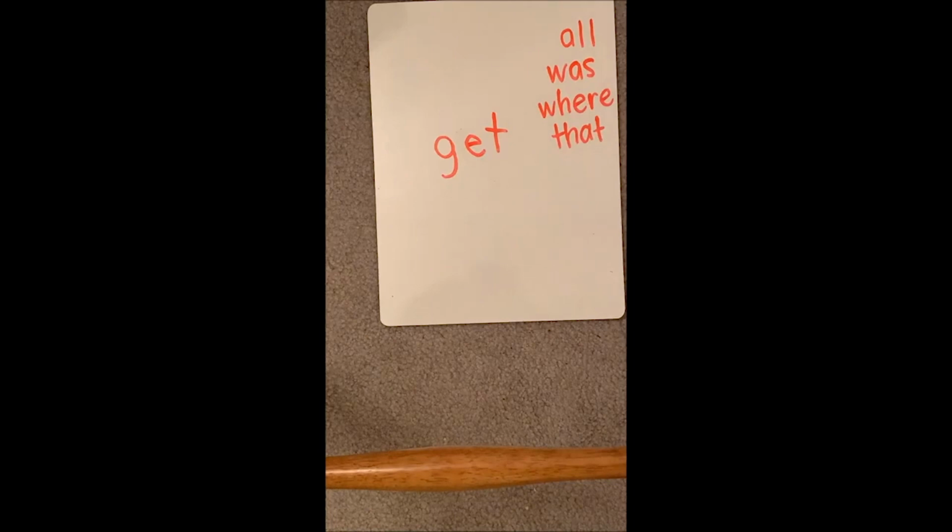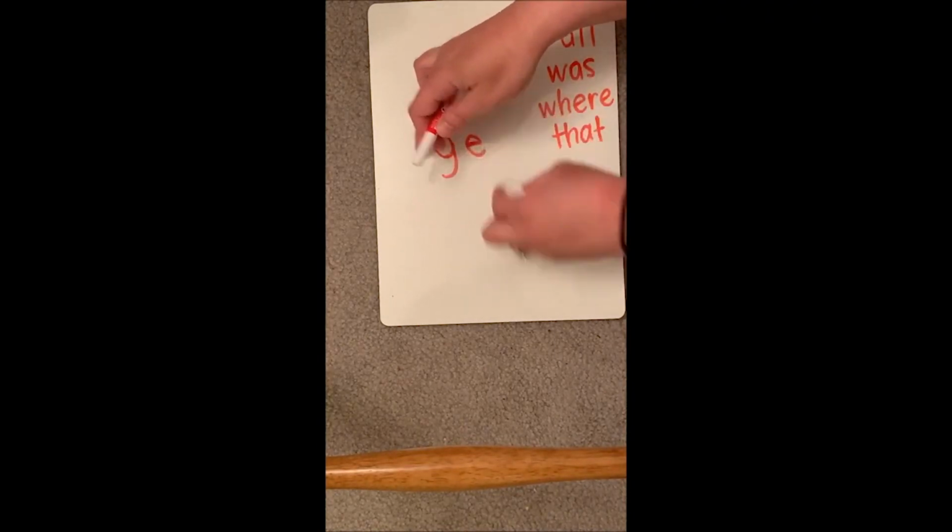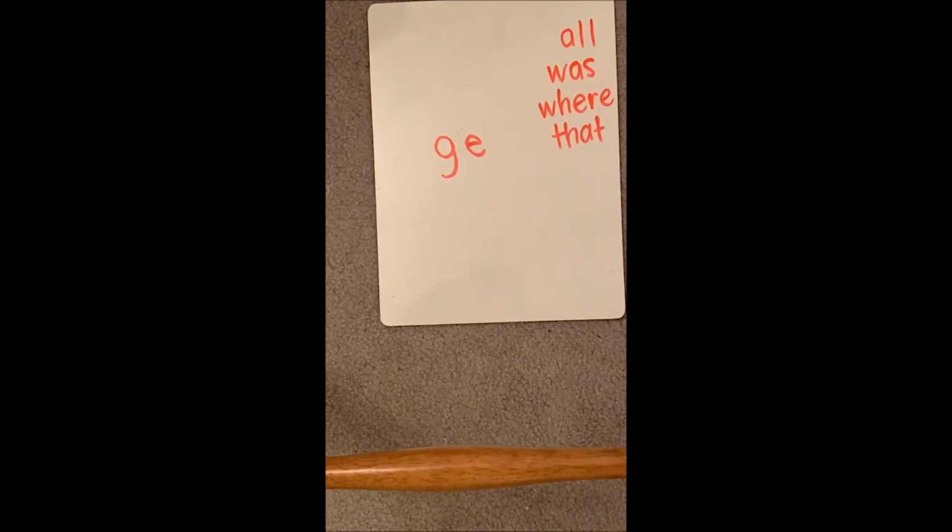Get. I'm going to erase another letter. Close your eyes. Open them. What letter did I erase? Get. The T, that's right. Get. All right, I'm going to erase 2 letters this time. Close your eyes.